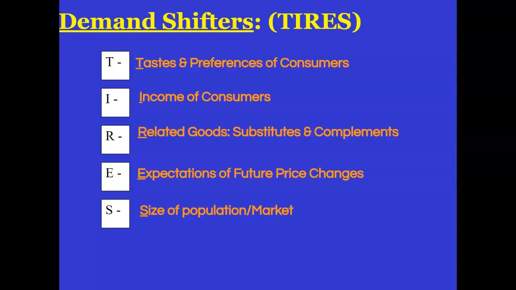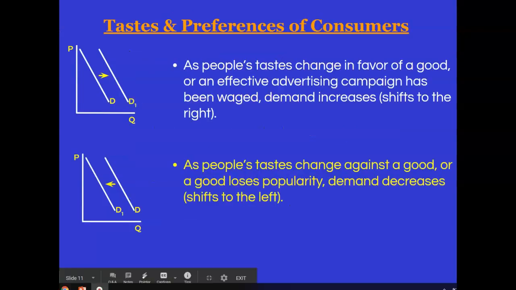Something that might cause a shift in the demand are related goods, so substitutes and complements, and I'll talk about what those are later. We might have the E, expectations of future price changes, and S, the size of the population market. So let's talk about tastes and preferences of consumers. As people's tastes change in favor of a good, or perhaps an effective advertising campaign has been waged, the demand is going to shift to the right.